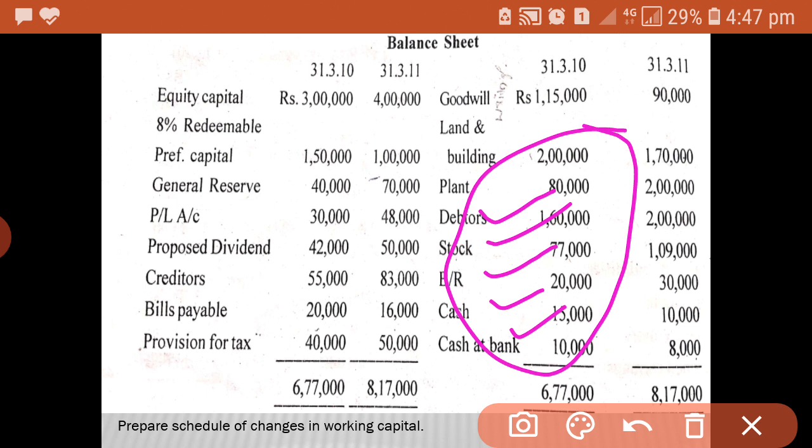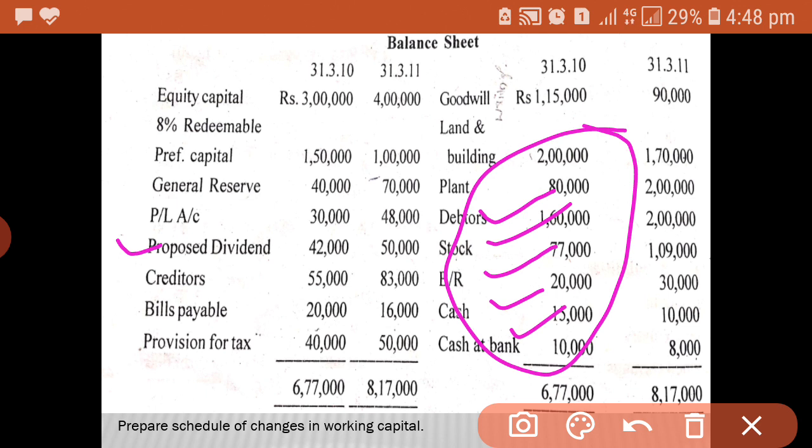And on the liability side, equity share capital, 8% redeemable preference share capital, general reserve, profit and loss account. Then proposed dividend, we have mentioned it can be taken either as current or non-current. If the problem is related to only schedule of changes in working capital, it is good to take it as current liability. But in the case of advanced problems, you have to consider it by taking the theory. Generally it is taken as a non-current item. Okay, here we are taking it as current liability. It is enough if we give a note.